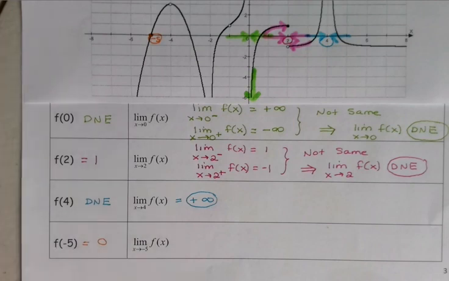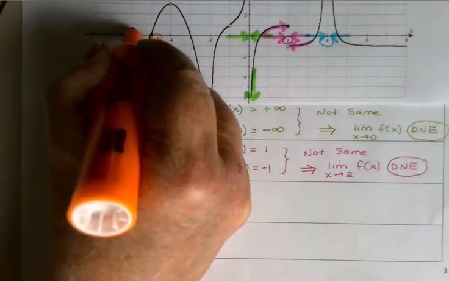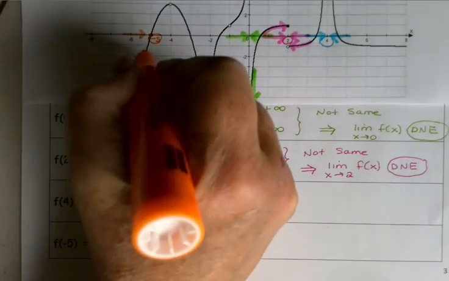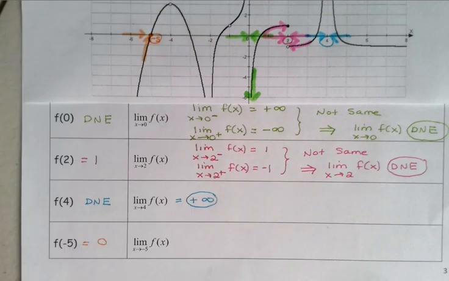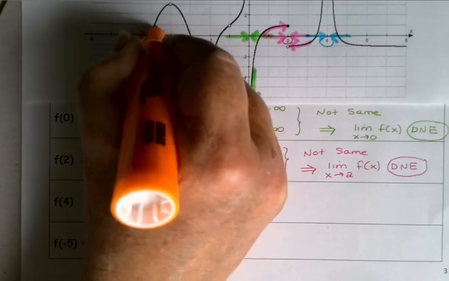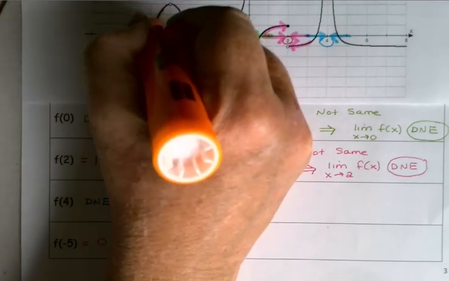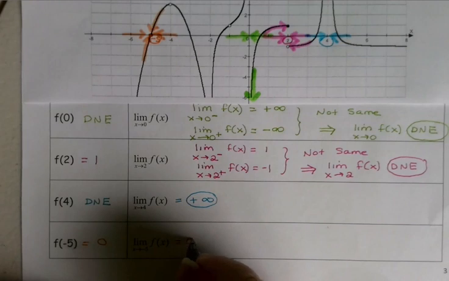Now what about the limit as x approaches -5? Well, as I approach -5 from the left side, the y values in the graph approach that point, 0. And as I approach -5 from the right side, the y values in the graph also approach 0. So the limit here will be 0.